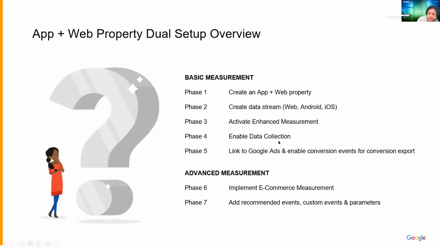You enable your data collection, and after that you can link your GA4 to your Google Ads, or whatever other tools you use from Google that will enable you to use that data for automatic export, etc. Some advanced things you might want to do are consider e-commerce measurement if you are running a WooCommerce store or things like that, or adding any recommended events in addition to what is automatically captured. So these are the steps you think through when you're looking at GA4 tracking.